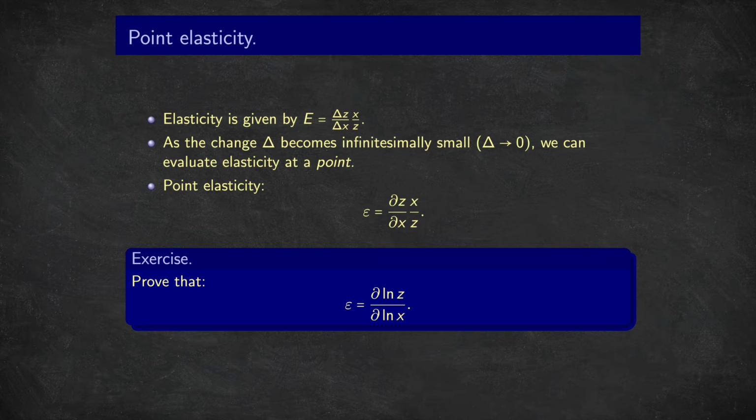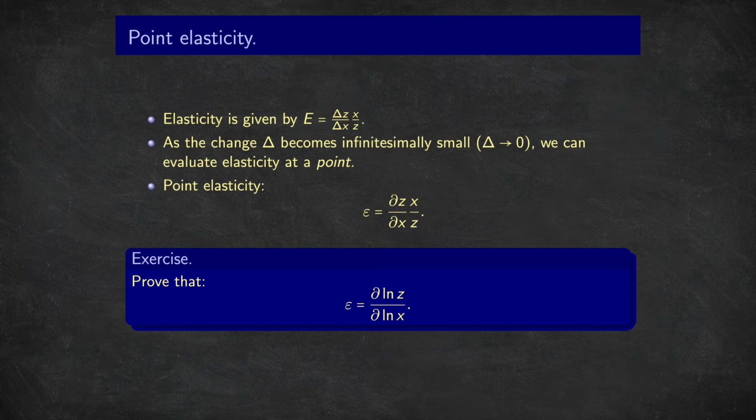And we want to calculate elasticity at a given point. So here is the definition of point elasticity. If we rearrange the definition above of elasticity, we get change in z over change in x multiplied by x over z. So if we replace this change term with a partial derivative, we can define the point elasticity, which we will denote epsilon, equal to the partial derivative of z with respect to x multiplied by the ratio x divided by z.